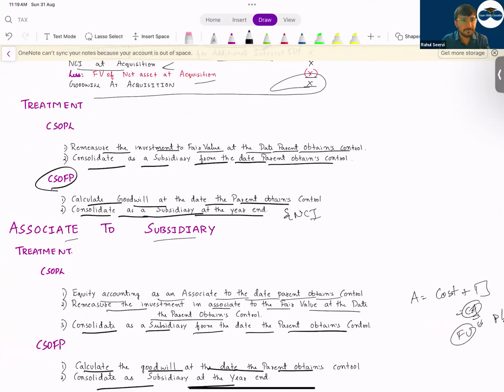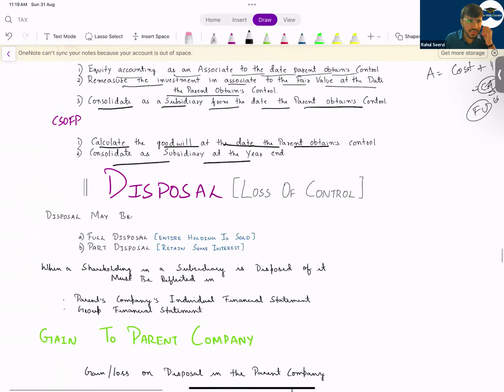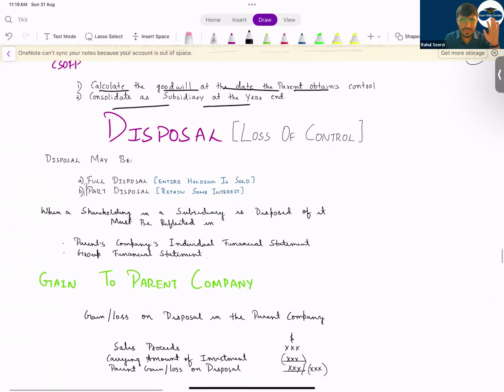Yes. Okay. Chalo beta then. With this, this part is completed. Your step acquisition is done. I hope there will be no doubts in step acquisition. Now, chalo to disposal. Let us start with step disposal and full disposal both.